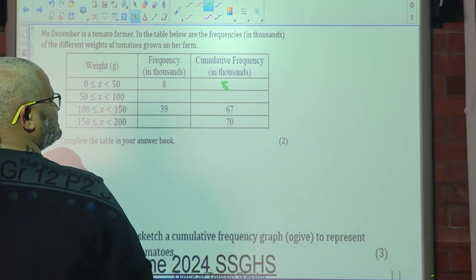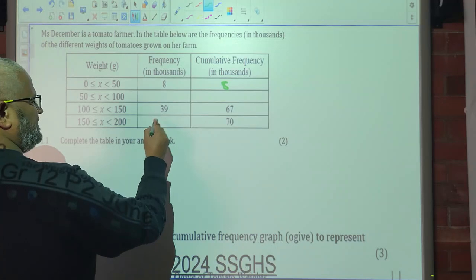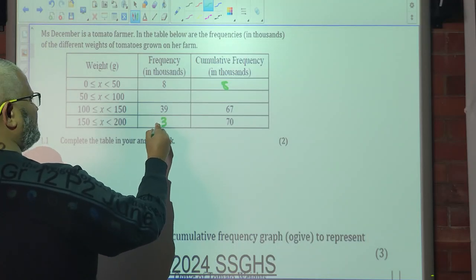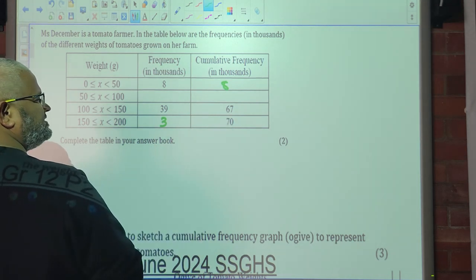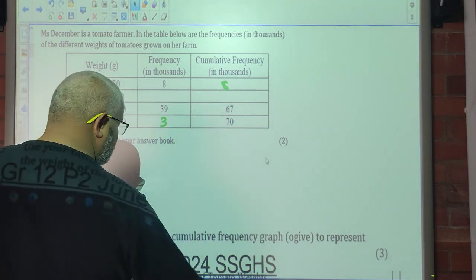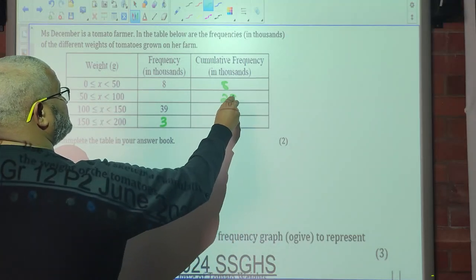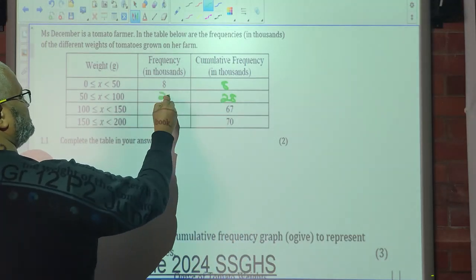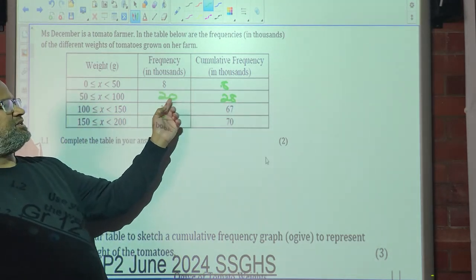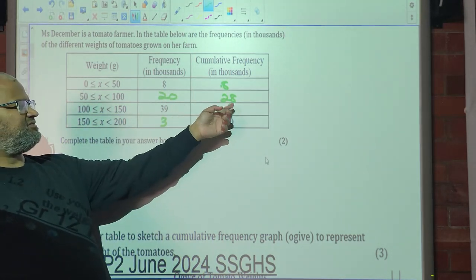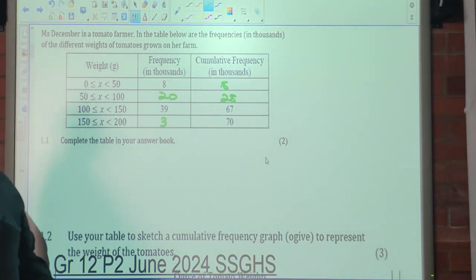What is 70 minus 67? 3. So there's 3. What is 67 minus 39? 28. 28 minus 8? 20. And of course you can test. That's the same. 8 plus 20 is 28. 28 plus 39 is 67. 67 plus 3 is 70. Okay.